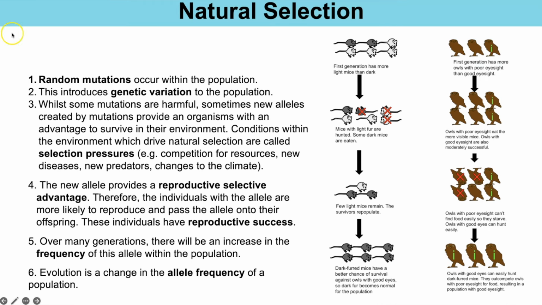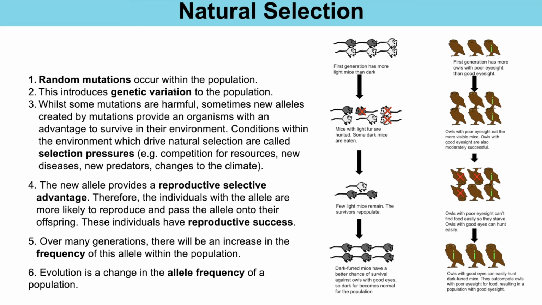So here's the process, and if you did have a long answer question linked to this, these would be your key marking points. Marking point number one and step one in the process is random mutations occur within a population. Second mark is that this introduces genetic variation to the population. Third marking point would be along the ideas that while some mutations are harmful, sometimes new alleles created by mutations provide an organism with an advantage to survive in that particular environment.